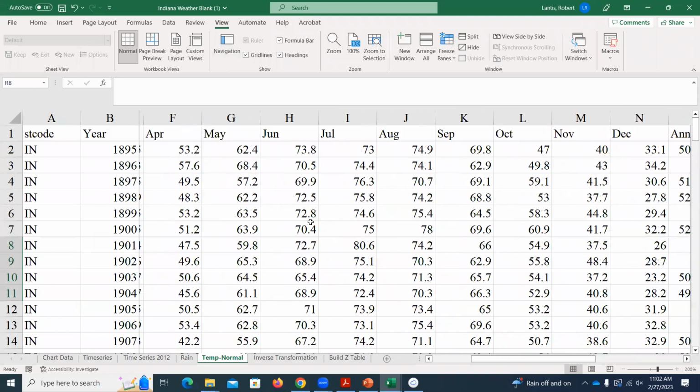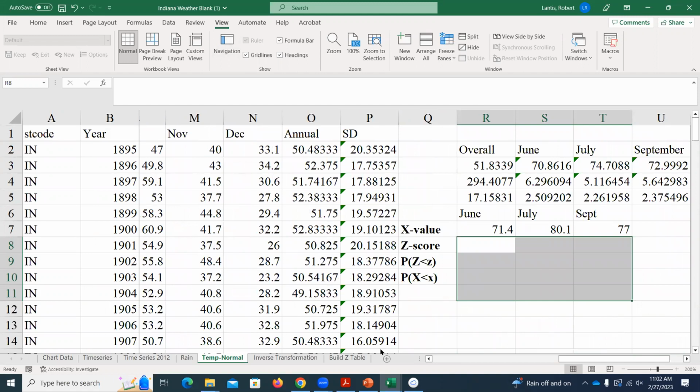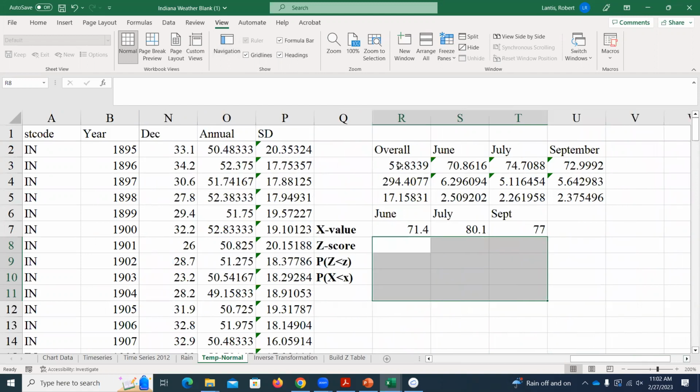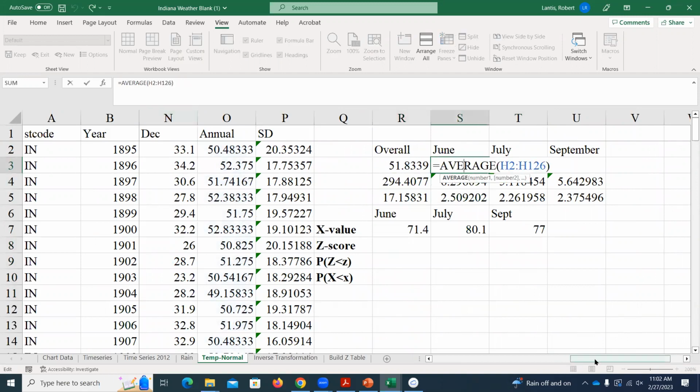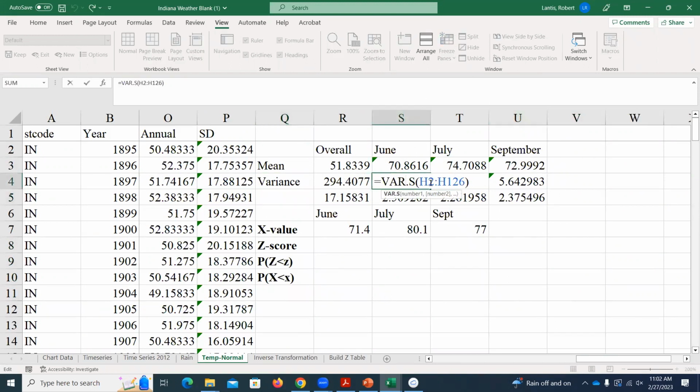I had all this historical Indiana weather data by year and then by month, right? So all I did over here is I found the average of the whole year's temperature. I did the average of June, July, September. So this is my mean. I then found the variance, right? That's just using var.s. And then I found my standard deviation, which was just taking the square root of the variance, right? So we already had that in there. And then I just had these hypothetical cutoff values, right?